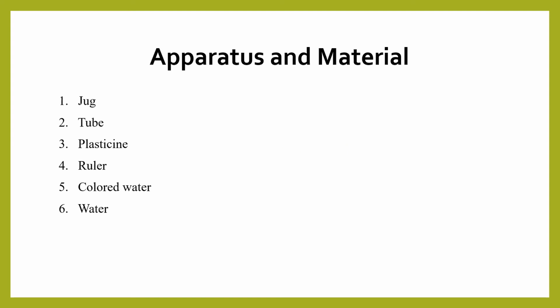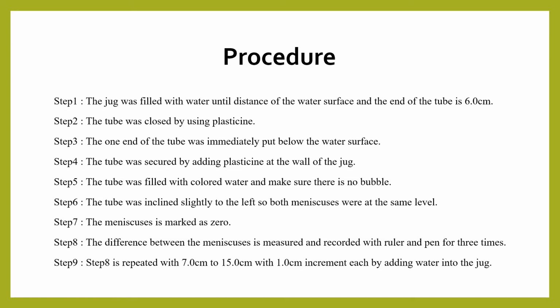Let's talk about the methodology. These are the apparatus and materials used in the experiment: jug, tube, plasticine, ruler, colored water, water. These are the procedures of the experiment. Step 1. The jug was filled with water until the distance between the water surface and the end of the tube is 6 cm. Step 2. The tube was closed using plasticine.